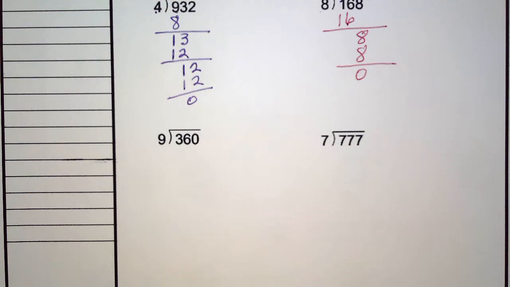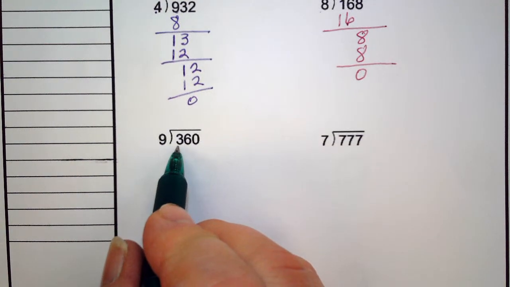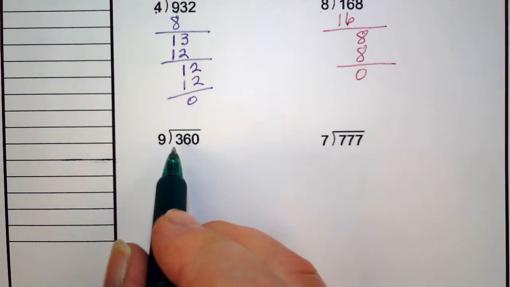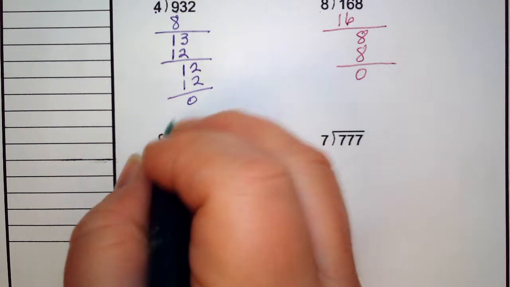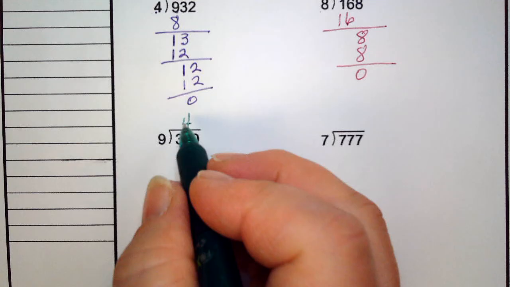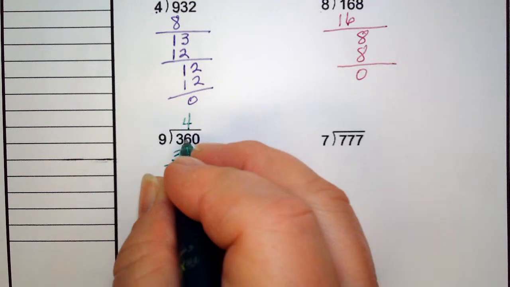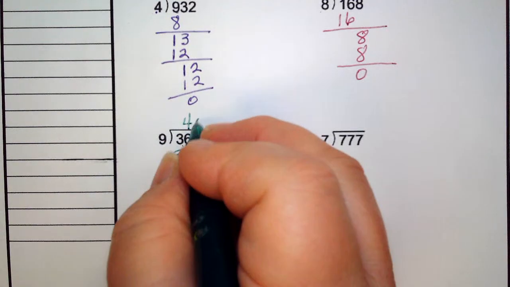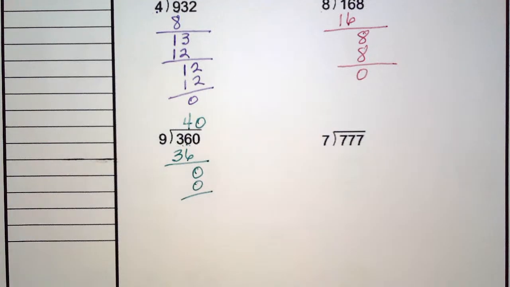Well, I sure hope you tried. So if I'm looking at this, 9 will not go into 3, but it will go into 36. I know it goes in evenly because 3 plus 6 is 9, and 9 is divisible by 9. 36 divided by 9 is 4. 4 times 9 is 36. Bring down, I've subtracted, there's nothing here, bring down that 0. 0 divided by 9 is 0. 0 times 9 is 0. No remainder.